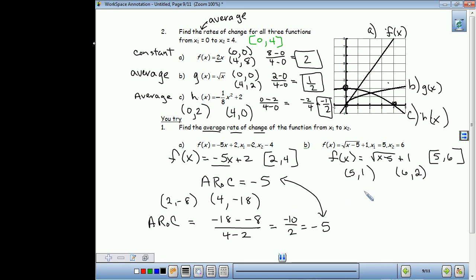So to find the average rate of change, I would do 2 minus 1 over 6 minus 5. 1 over 1 equals 1.